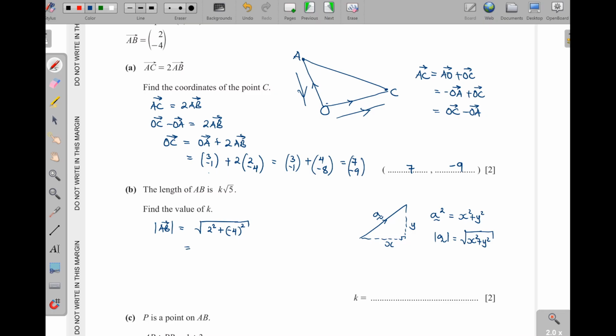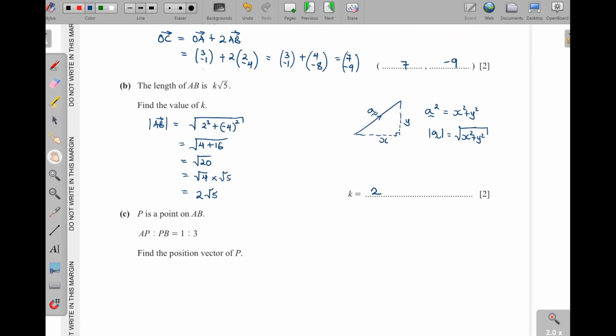Root of 4, 2 squared is a 4. 4 squared is 16. When you add these two, you get 20. 20 is the same as saying root of 4 times root of 5. But root of 4 is a 2, then root 5. Now, what is k? Don't you think it is 2? So k is therefore 2.